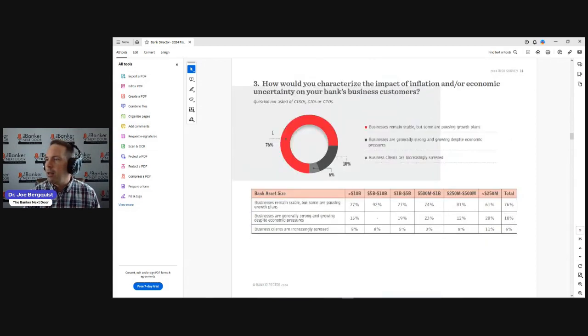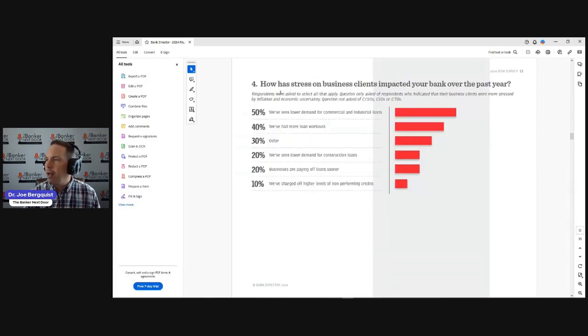All right, let's keep going here. How has stress on business clients impacted your bank over the past year? 50% said we've seen lower demand for commercial and industrial loans. 40% said we've had more loans in workouts. 30% said others. 20% said we've seen lower demand for construction loans. Yeah, businesses are paying off loans sooner.